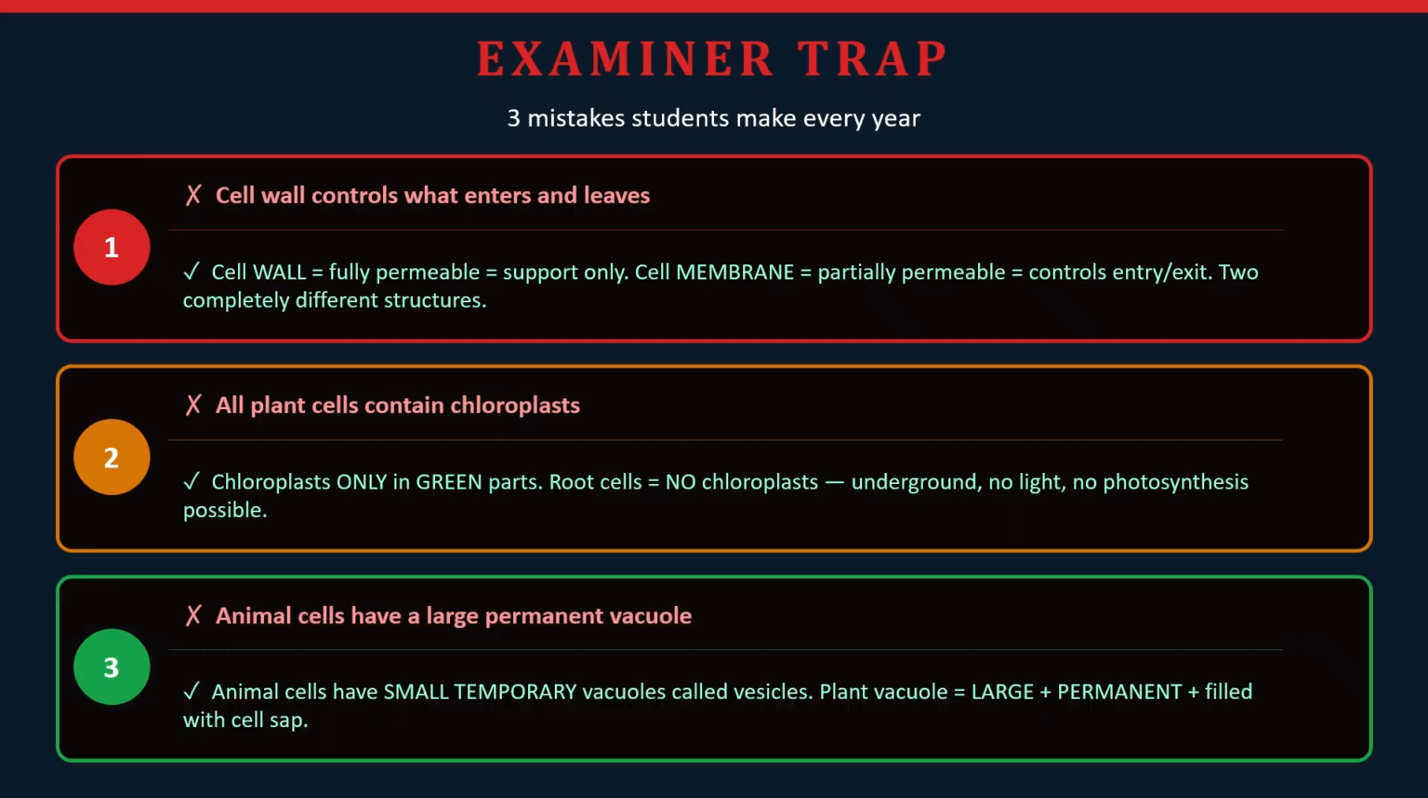Now trap 3 is students write animal cells have a large permanent vacuole just like plant cells. No, this is wrong. Animal cells have small temporary vacuoles called vesicles, but plant cells have one large permanent vacuole filled with cell sap. So the difference is large versus small, permanent versus temporary, cell sap versus just fluid. These are very different things and you have to remember these traps so you will not lose your marks.